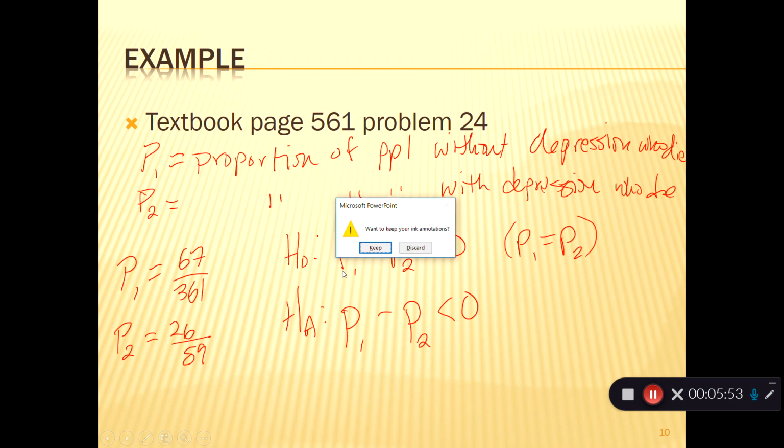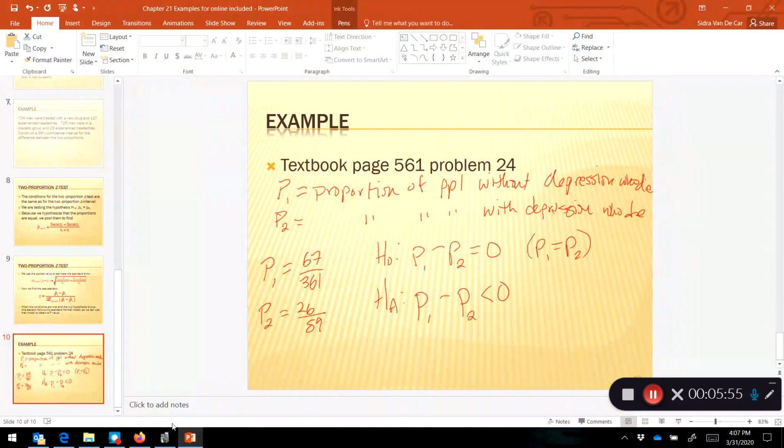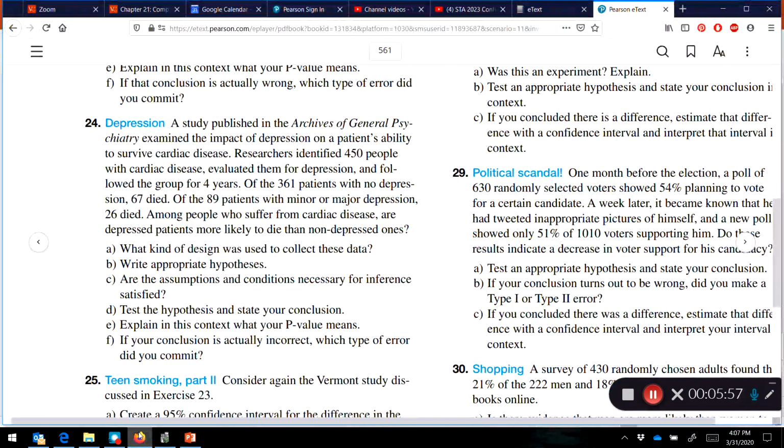Okay, let's go back to the problem for a minute. Now, are the assumptions and conditions necessary for inference satisfied? So first of all, we need to make sure that it's randomized. Now, it doesn't say anything in the study about whether that's the case. So we would have to assume that these 450 people were randomly selected in some fashion. The 10% condition, certainly 450 people is less than 10% of all people with cardiac disease.